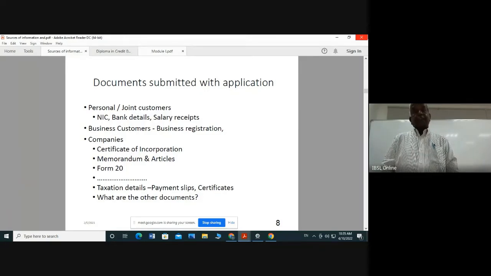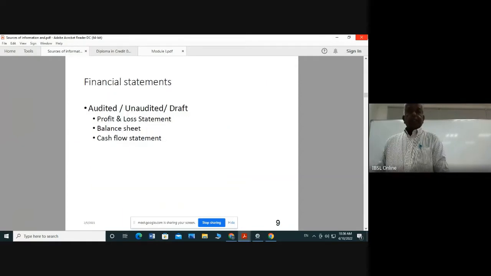What are the other documents? Do we have any other documents submitted with the application? Any other document when they avail the facilities? Any other documents? In the case of personal or joint customers, the guarantor's form, they have to give. And in the case of a company's property mortgage and other things, all the relevant documents in regard to the property should be given. The bank will ask. Okay? Yes. What are the other documents? We will see other documents also. Then the financial statement.